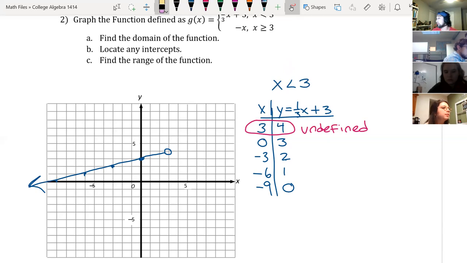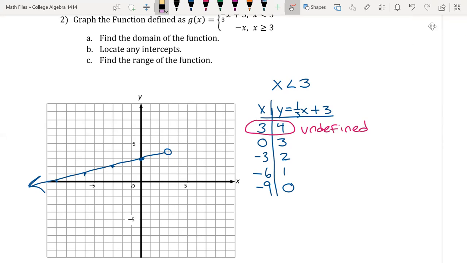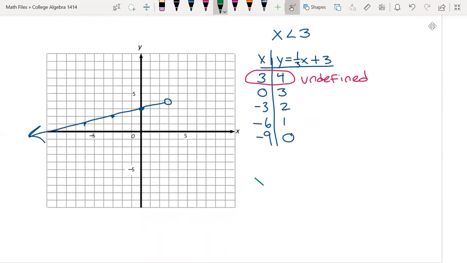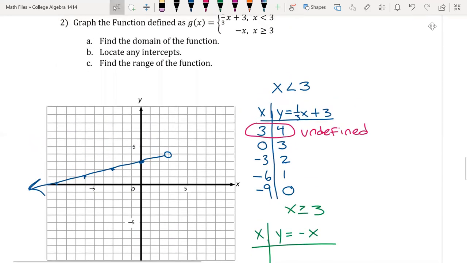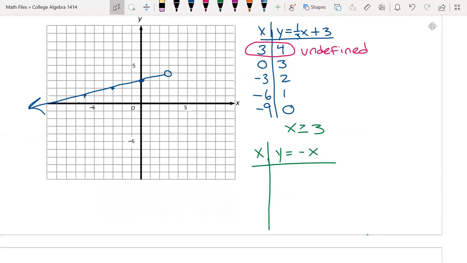Now we need the second part. So we'll make an XY chart for that one. Negative x for x greater than or equal to 3. So x and y equals negative x for x greater than or equal to 3. This is again telling us what number to start with. So I'll start with 3 and I'll just go greater: 3, 4, 5, 6, 7. Then just plug them into negative x. So basically, all of these will become negative.